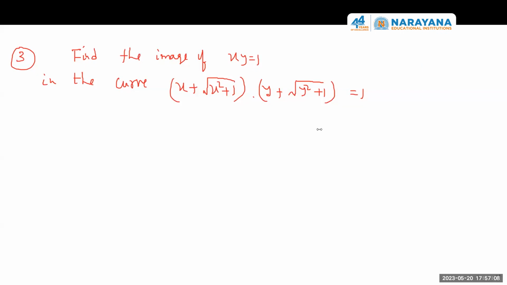Further simplifying it, we get y plus root under y square plus 1 is equal to 1 by x plus root under x square plus 1. And by adding both equations, and xy is equal to 1. No, what is this curve? That is what I am asking. Have you simplified the second curve? Before knowing what this curve is, how can you find the image?